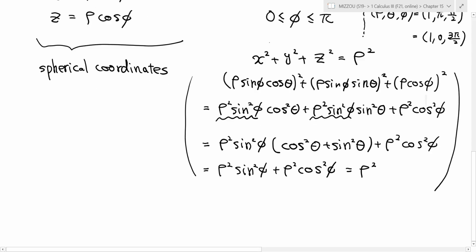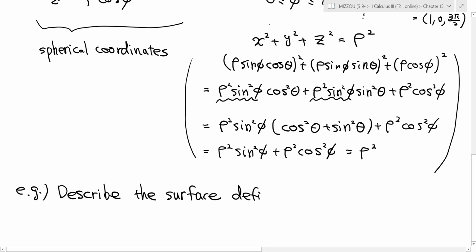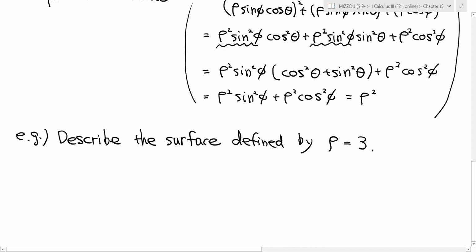Okay, now to get used to the spherical coordinates more, let's do this exercise. Describe the surface defined by rho is equal to 3. All right, so here's the answer.